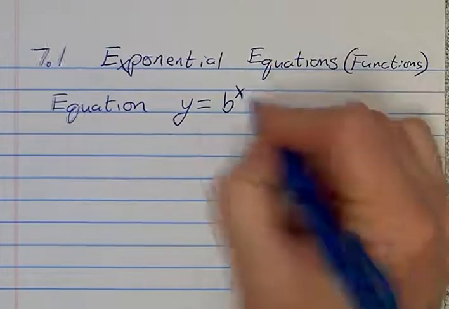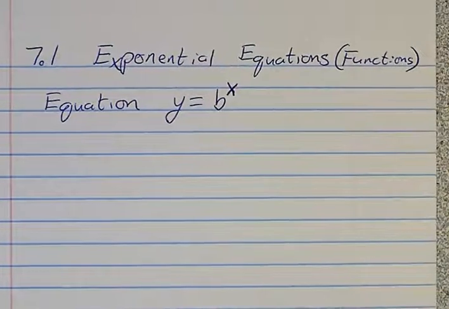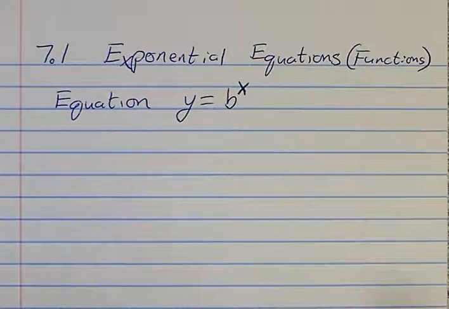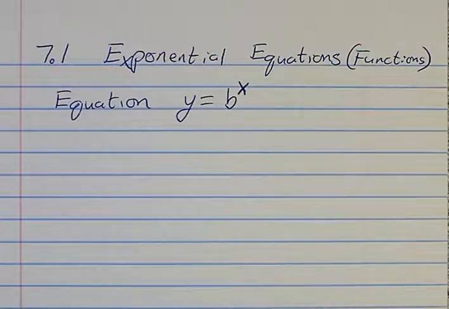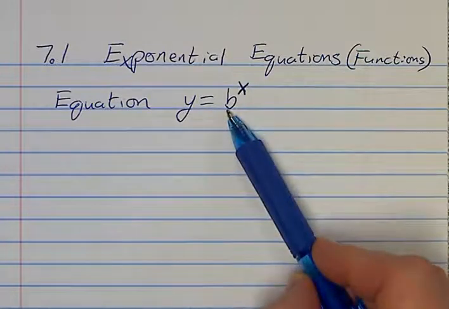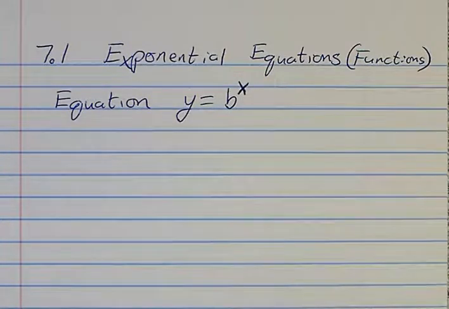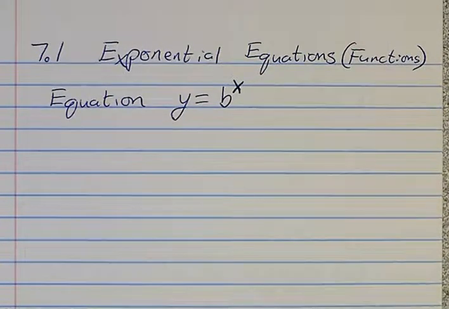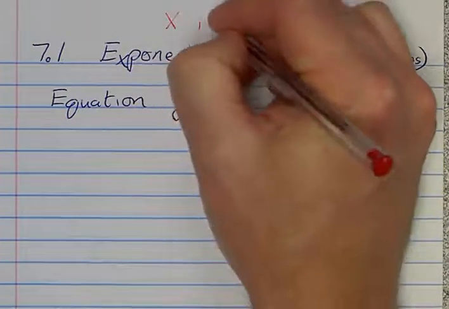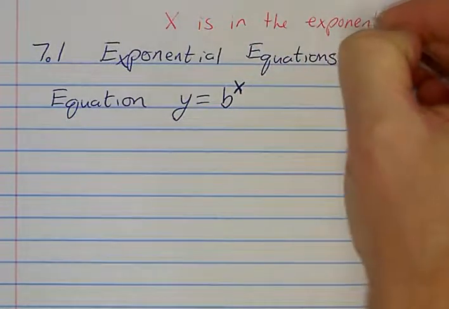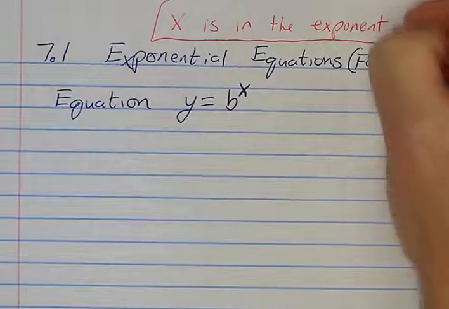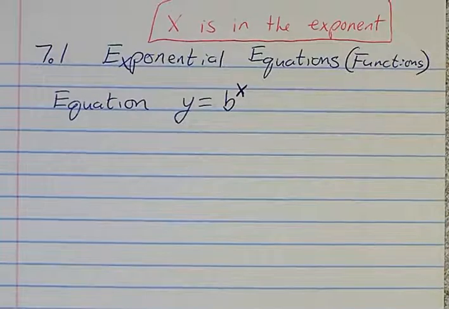Here's the biggest difference when we're talking about exponential equations. Everything we've done up to now, the x was the base. We did x squared, the square root of x, x to the third power, all these other things. The difference for exponential equations or exponential functions is that instead of x being in the base, x is in the exponent. That's the biggest difference that we're looking at for chapter 7.